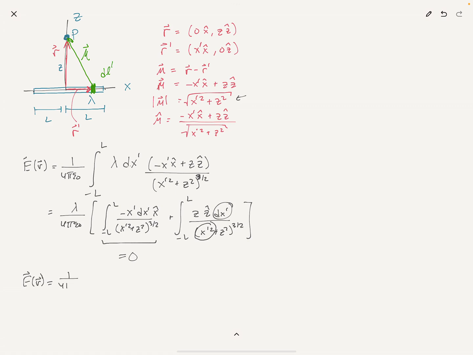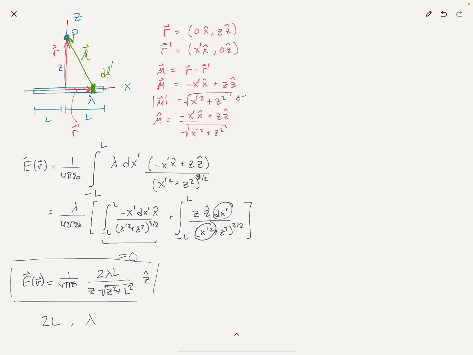1 over 4 pi epsilon naught. I get a 2 lambda L over z times the square root of z squared plus L squared. All right. So I don't have a direction. That's not good. Z hat direction. Okay, so here's the electric field from my line charge, which has a length of 2L and has some charge density lambda.